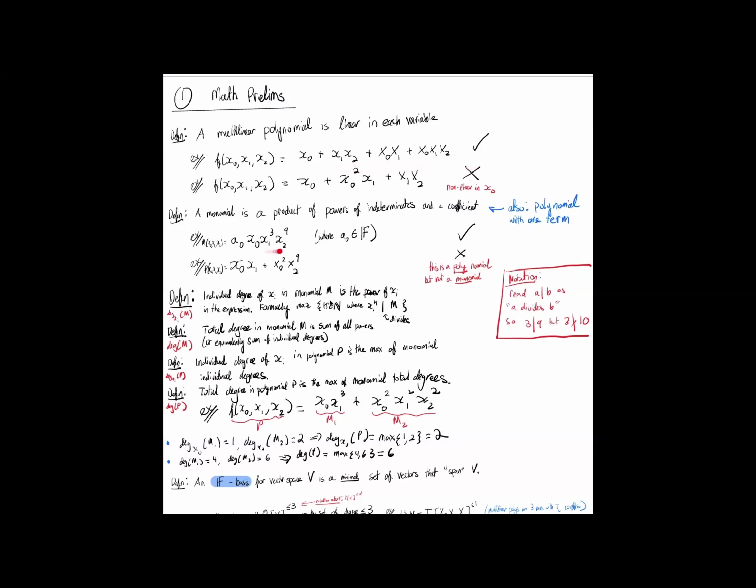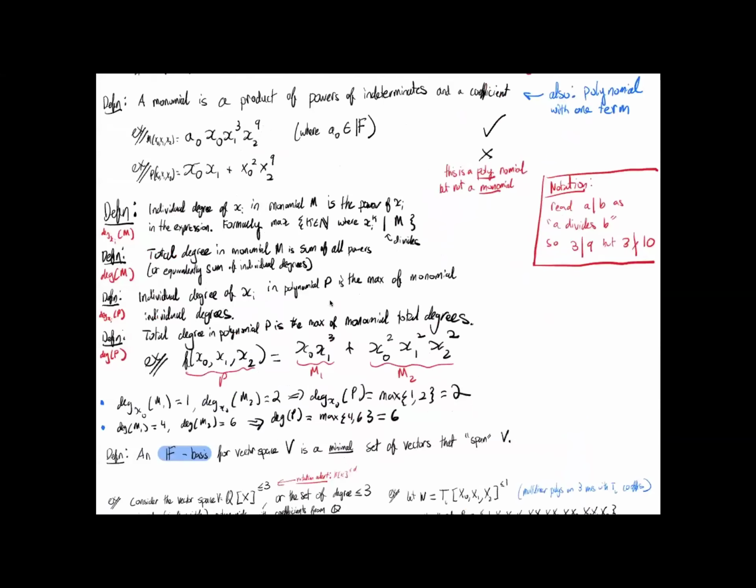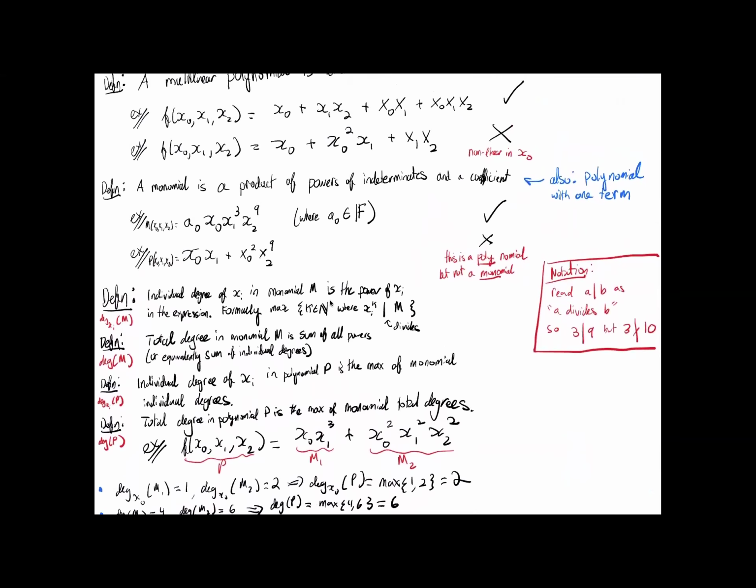Cool. So again, we have some examples. This is a monomial. This is not a monomial. It's a binomial or a polynomial. A polynomial is kind of like a rectangle, and a monomial is like a square. Cool. So now we have some other definitions, which are quite important.